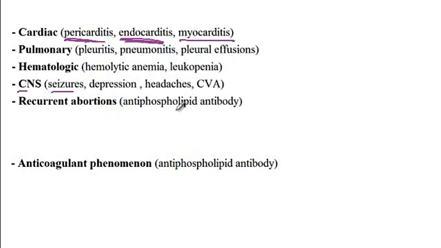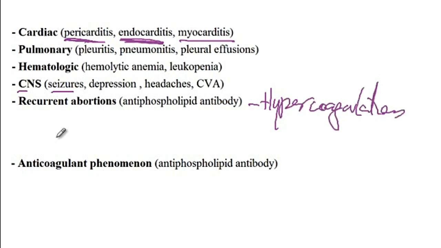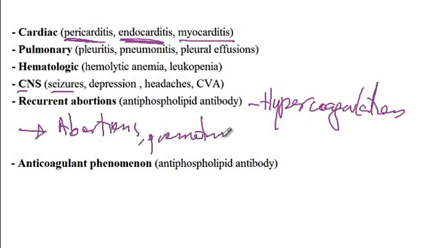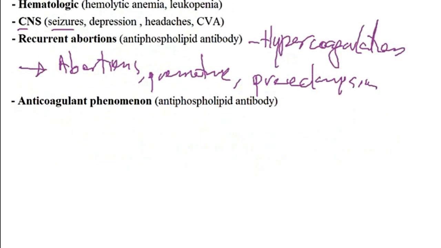So this antiphospholipid antibody causes a hypercoagulation state, as a consequence of which there is a problem with the perfusion of the placenta, and thus these patients present with recurrent abortions. They present with premature births, preeclampsia, as well as placental insufficiency.